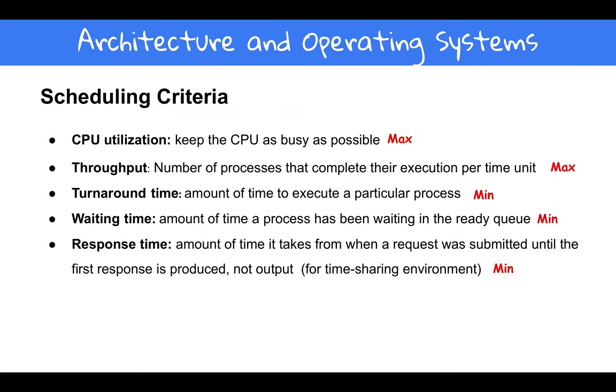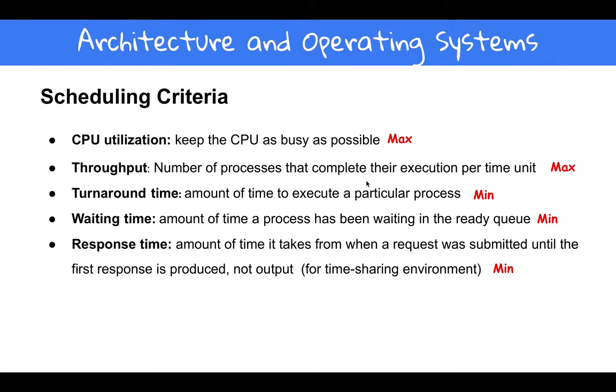And I said that we have 5 criteria for different algorithms, because this scheduling, this timetabling between the processes, can be done in different ways. But which one is the best? It depends on some criteria. CPU utilization: we've got to keep the CPU busy. We want to maximize that.